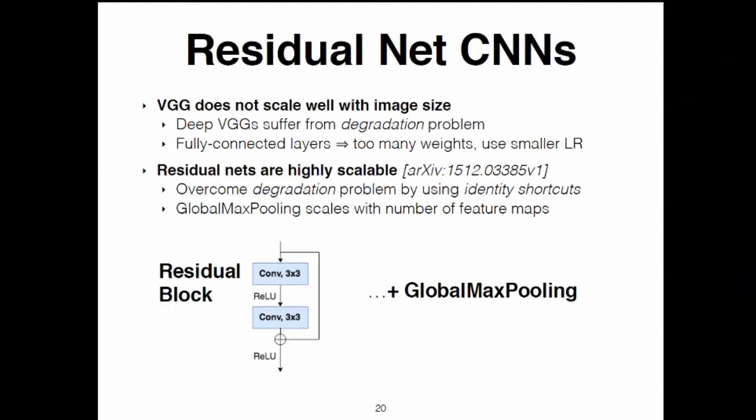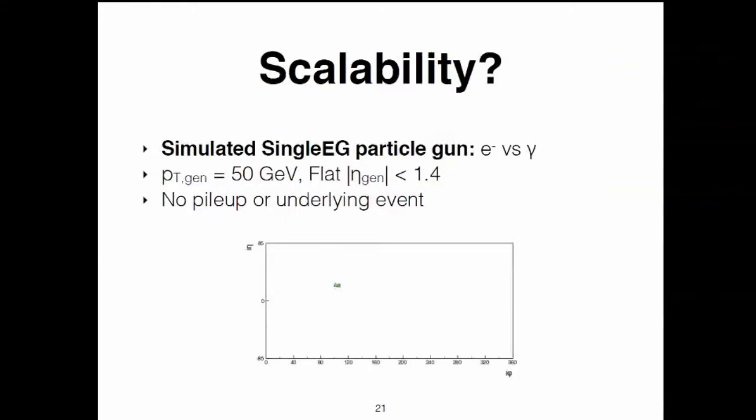The other thing is the VGG uses a fully connected layer. And if you're using a big image, the number of weights will scale with the size of your image. So this is where the residual net started to work very beautifully. The VGGs were very difficult to train because of the ballooning of the weights, but the residual nets work very beautifully here. You get away from the degradation by using these so-called identity shortcuts, and you get rid of the fully connected explosion by using a global max pool.